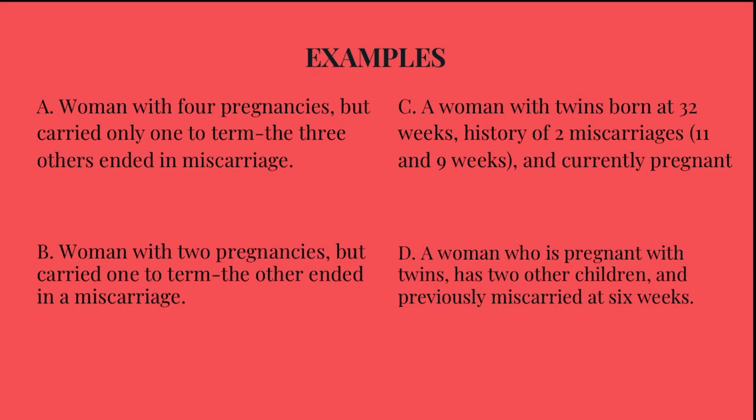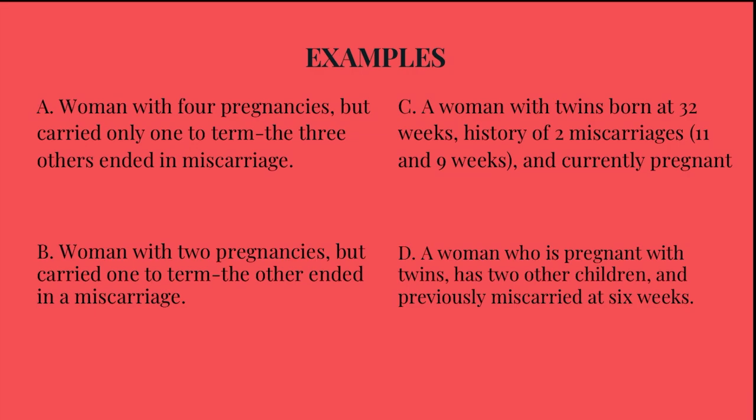Look at example C. A woman with twins born at 32 weeks, a history of 2 miscarriages at 11 and 9 weeks, and currently pregnant. So she's been pregnant 3 times, and she has carried 2. She has had 2 born at 32 weeks, so P2, with 2 abortions, A2.